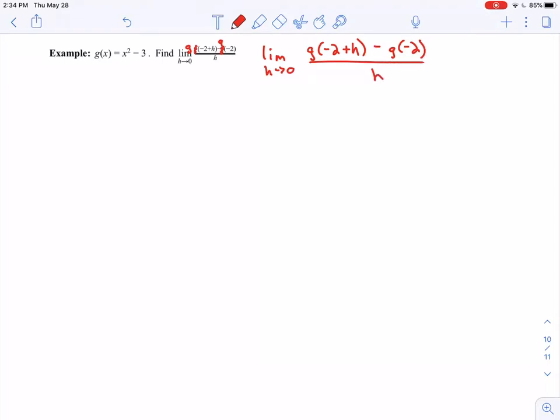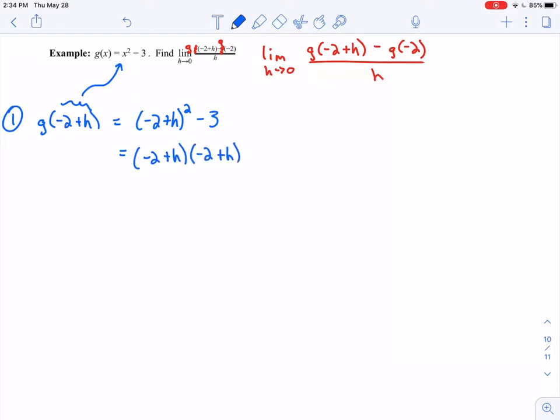So I'm going to start off here, let's start off in blue, by finding g of negative 2 plus h. That means I'm taking negative 2 plus h and plugging that into my function for x. So I have negative 2 plus h squared minus 3. This one has a little bit more work involved, and a word of caution, a really easy mistake to make: remember, I can't just say that this is negative 2 squared plus h squared. To square something really means to multiply that thing by itself. So I'm going to take negative 2 plus h and multiply it by itself, minus 3.